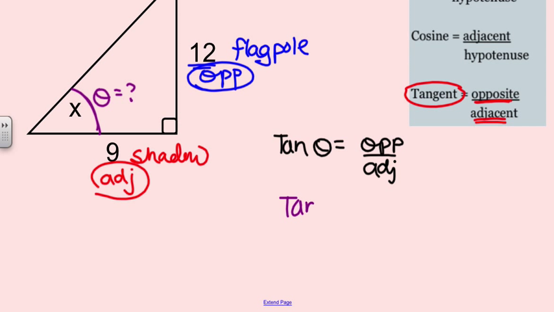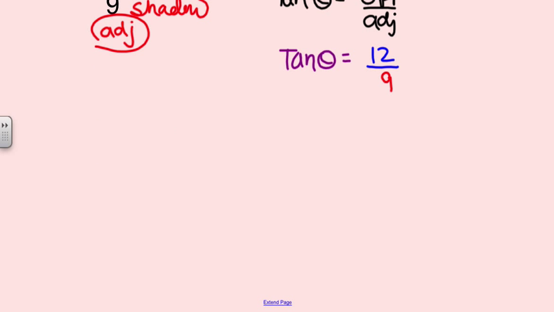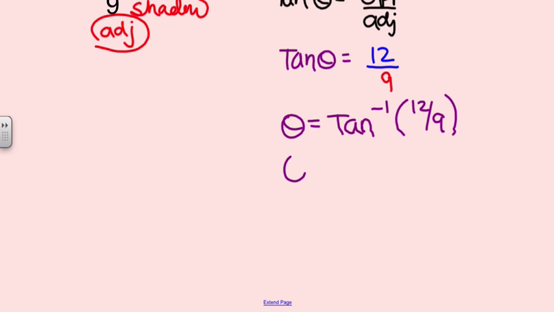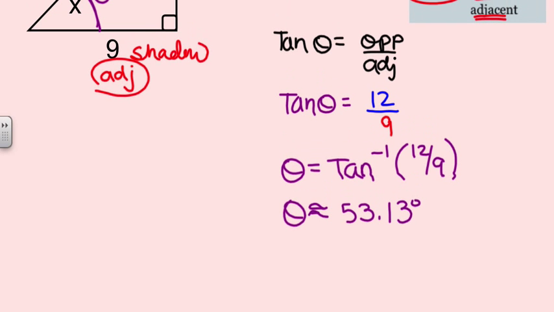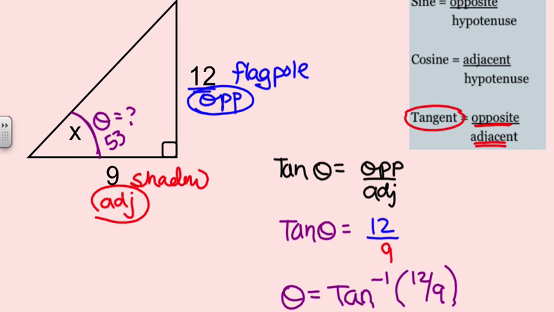So now we plug in what we know. The tangent of theta equals opposite, which is 12 meters, over adjacent of 9 meters. And what we have is a fraction. We want to find out what that angle can be. So if you remember, to find the angle, you have to use inverse trigonometry. So you say tangent inverse of 12 over 9. We want to find this in degree measure. So we go second tangent, 12 divided by 9, and we get approximately 53.13 degrees as the angle of elevation for this triangle. About 53 degrees.